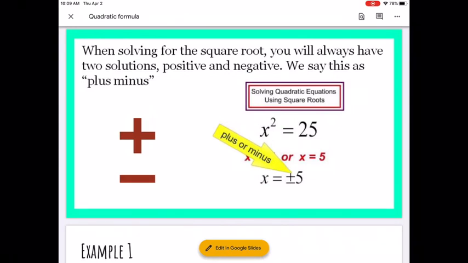Why is that? Well, if you do 5 times 5, you get 25. But also, if you get negative 5 times negative 5, you get 25 as well. So both of these would be answers to this problem. It can be either a plus or a minus. So we indicate that with just a simple plus minus. Make sure you pause and get this down if you are not finished.